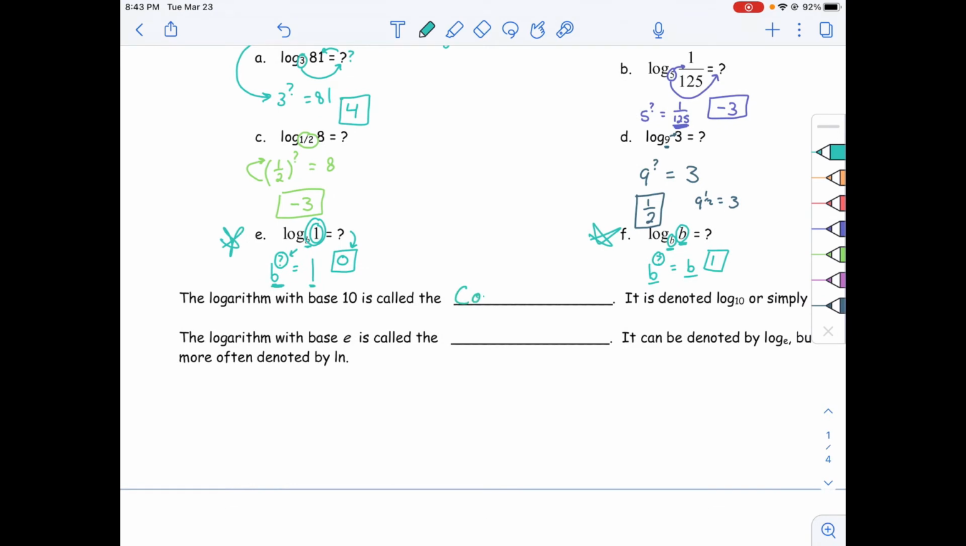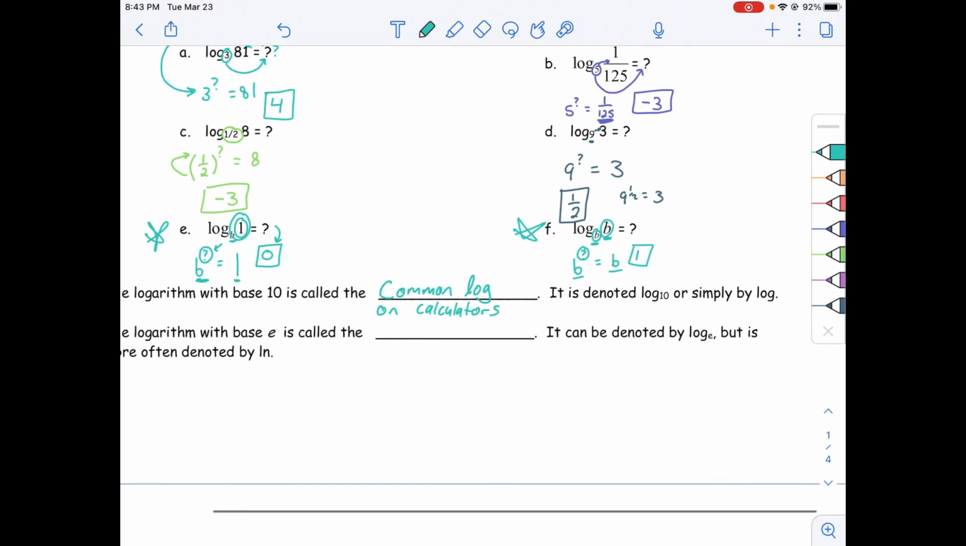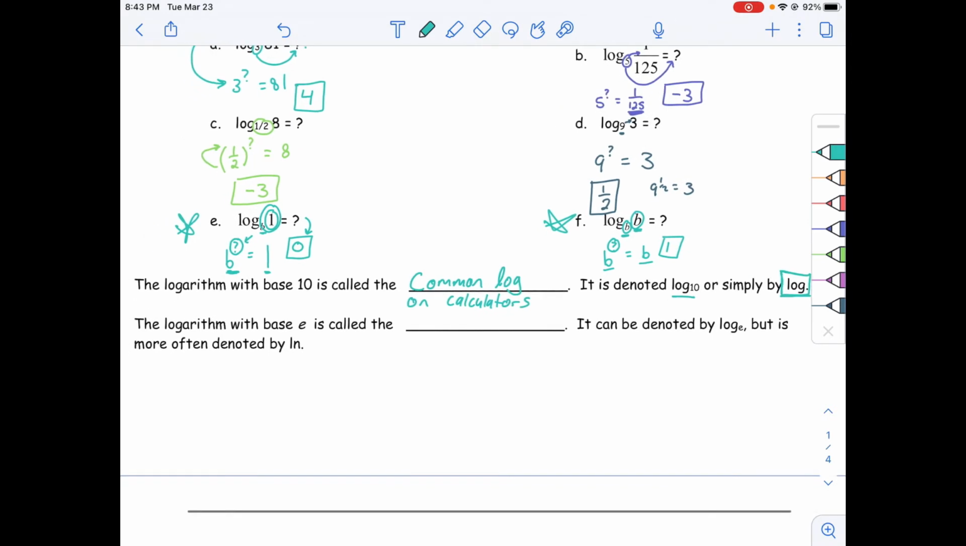So the logarithm with base 10 is called the common log. In common log, this is what's on your calculator. So it's on calculators. That's your button, the common log. It's denoted by log base 10 or simply log, which is what you see on your calculator.